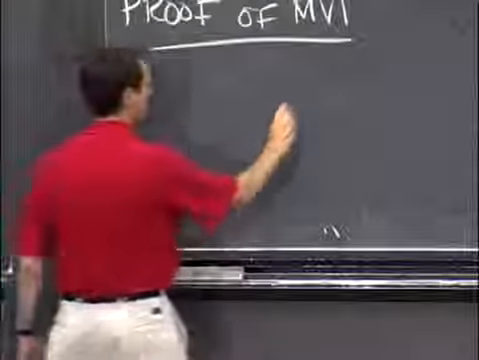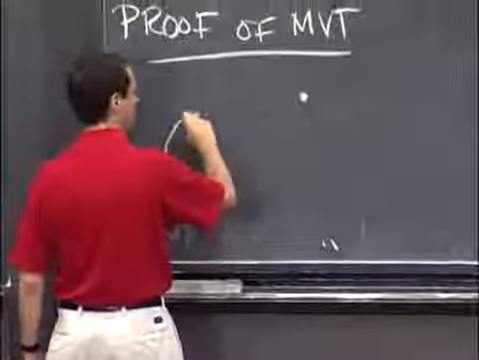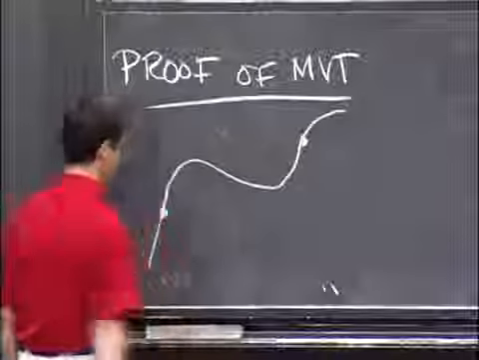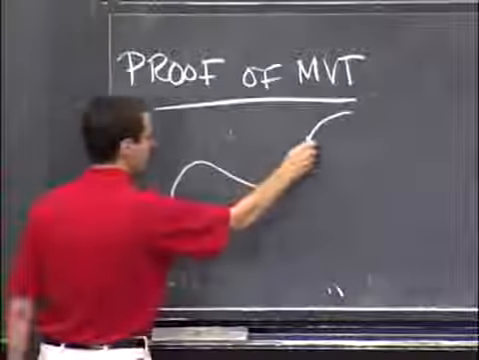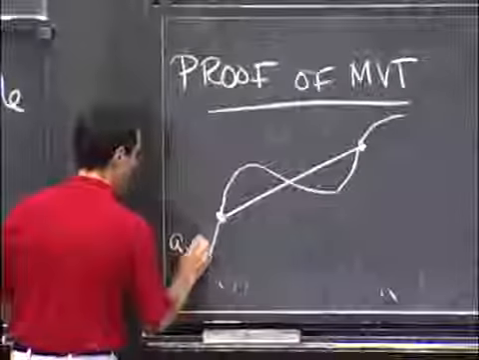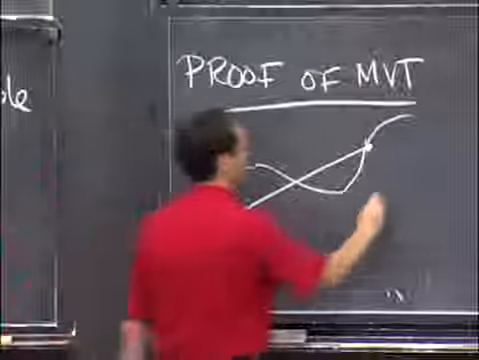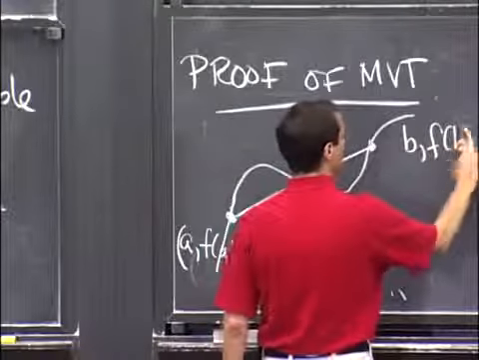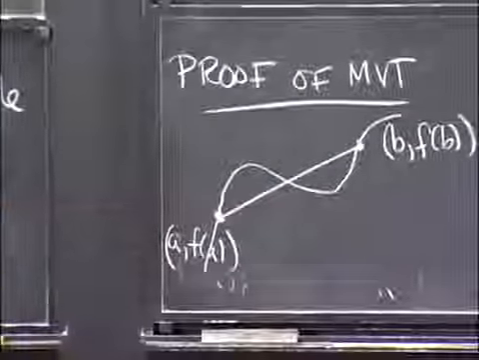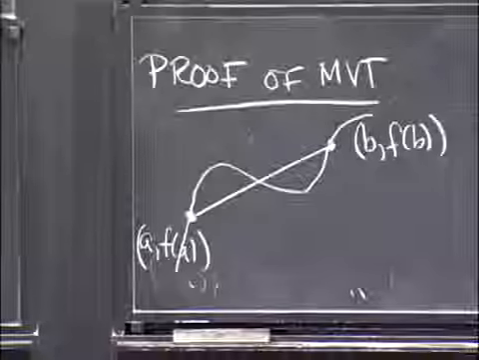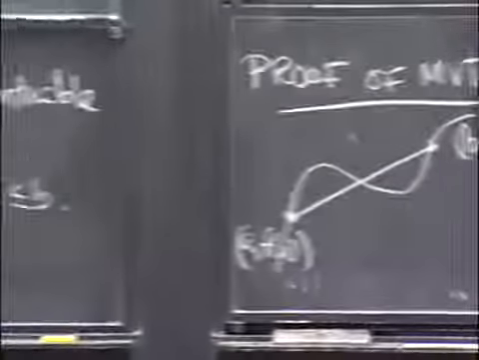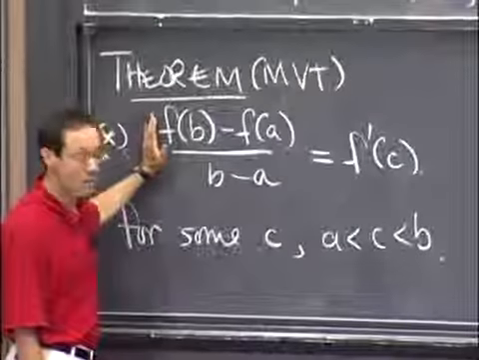So here's a place, and here's another place on the graph. And the graph is going along like this, let's say. And this line here is the secant line. So this is a comma f of a down here, and this is b comma f of b up there. And this segment is the secant, and its slope is the slope that we're aiming for. The slope of that line is the left-hand side of this formula here.